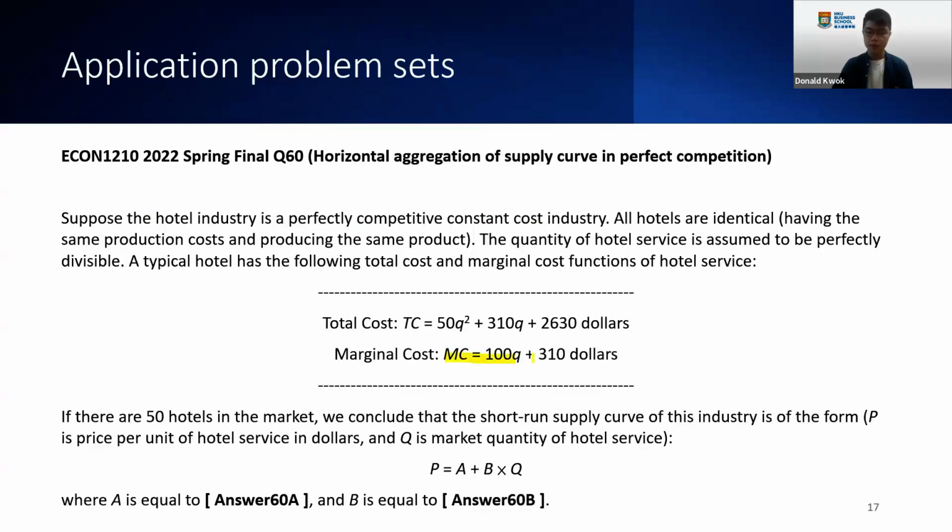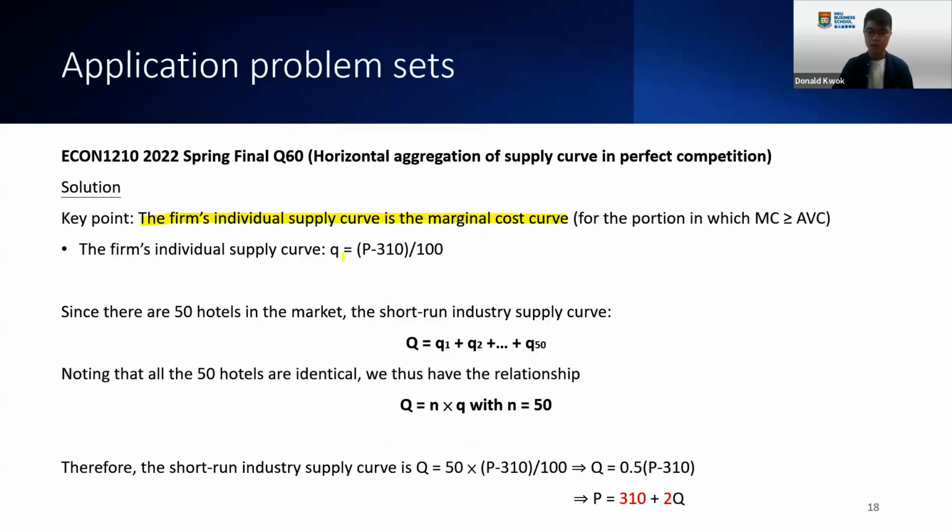If you rearrange the marginal cost using small q as the subject, then we have this expression. Okay, so to derive the short-run industry supply curve, we are actually summing up quantities. If there are 50 hotels in the market, then the short-run industry supply will be as follows. The market quantity equals the quantity produced by firm 1 plus the quantity produced by firm 2 plus the quantity produced by many firms until the quantity produced by the 50th firm. So this is why I perform the change of subject, expressing Q in terms of P, because we would like to sum up quantities for horizontal aggregation.